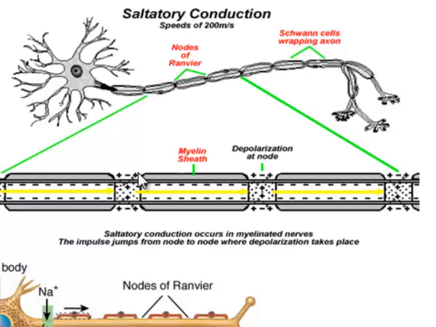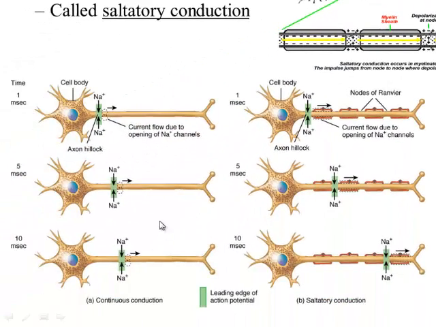So what this does is it allows the process to jump from one place to the next. So this kind of shows you the difference between them. So if you have your impulse coming down through your cell body and there are no myelin sheaths on the axon, so here it's going to move down and it's got to go through every single part of the axon. So after 10 milliseconds, the action potential has only gotten to this point.